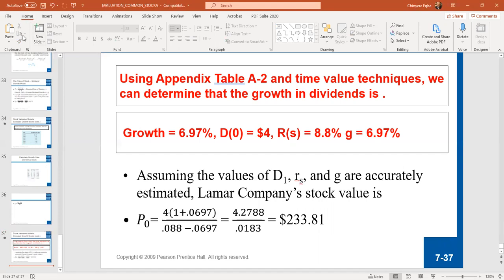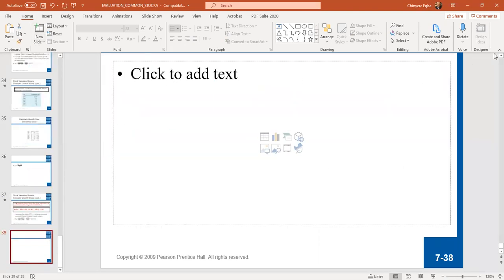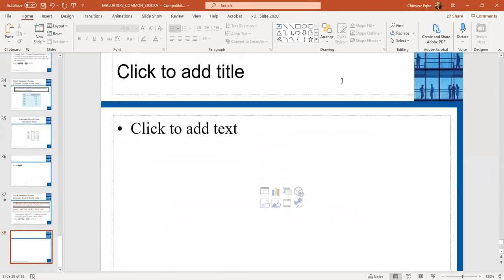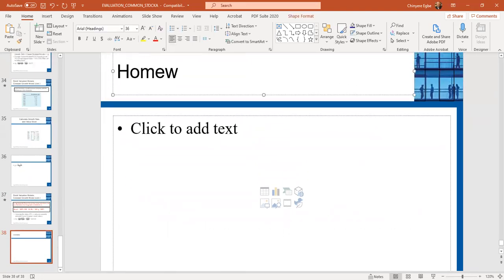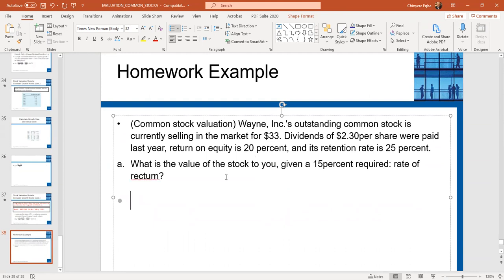Okay, so I'm going to take the homework example. There is the example from your homework. Now, how do you evaluate this company? Right now, you have a dividend of $2.30 per share.